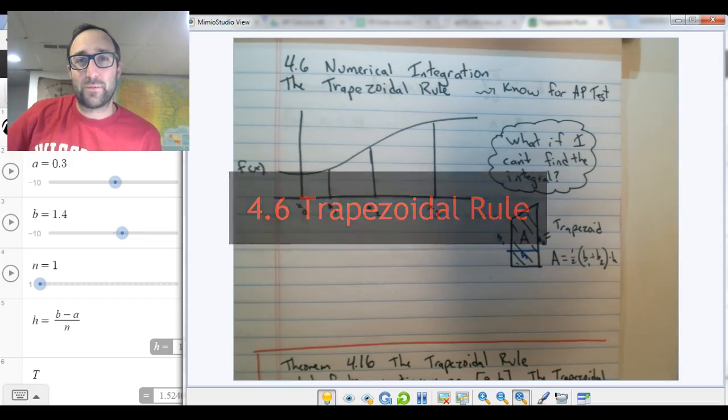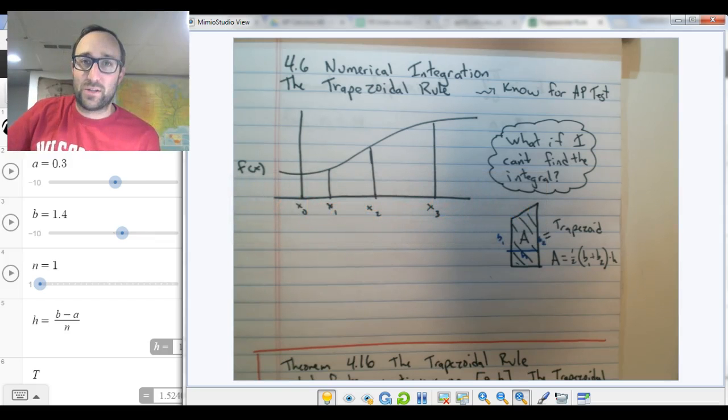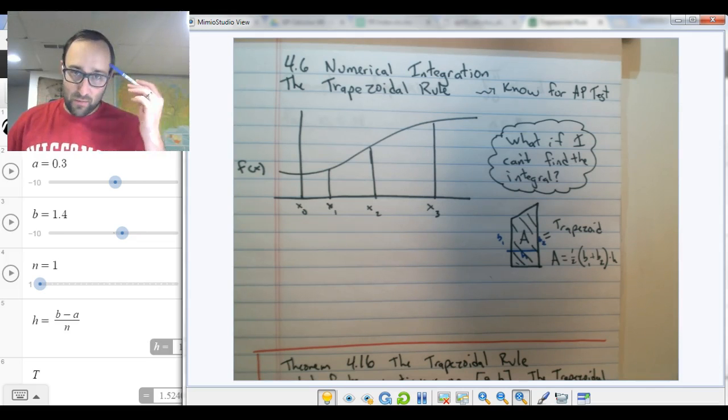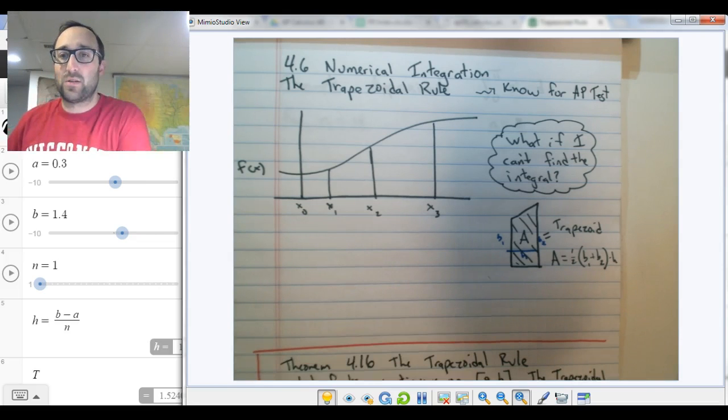Hey everyone, welcome to 4.6 Numerical Integration. We're going to start off with the trapezoidal rule. I've seen this a couple of times already on some practice AP tests. The free response questions have said, approximate the area under the curve using the trapezoidal rule, or using some sort of trapezoid. I don't remember the exact wording, but they said something with trapezoid. I logged that in my brain, and now we're going to talk about it here today.